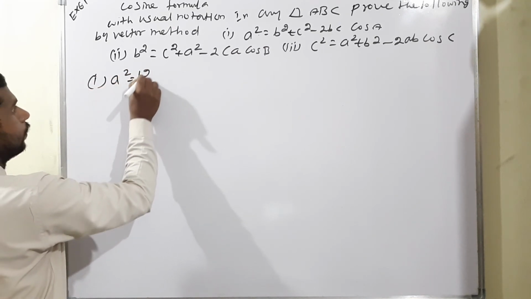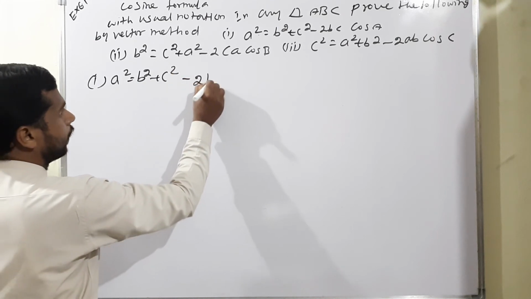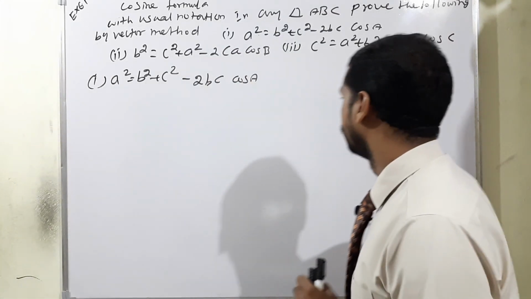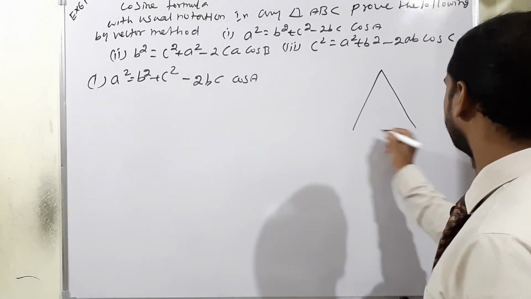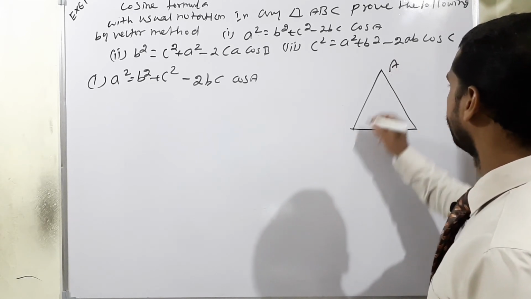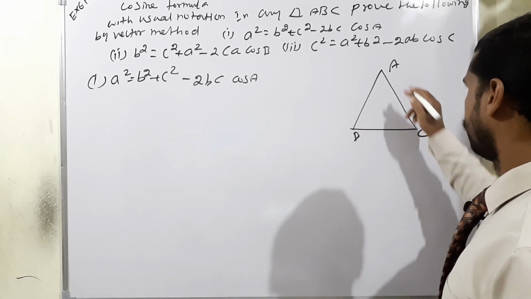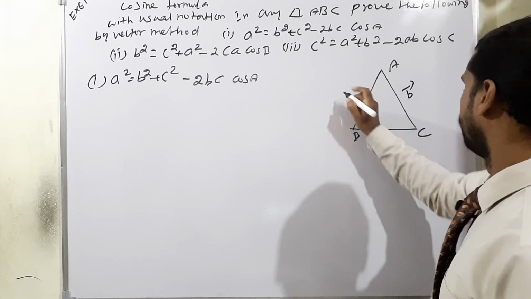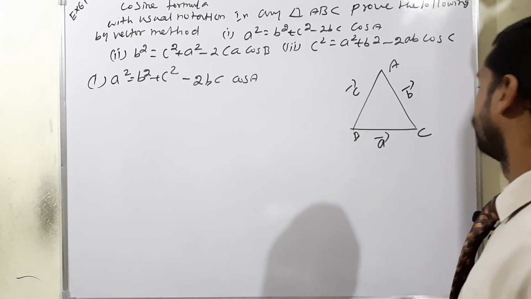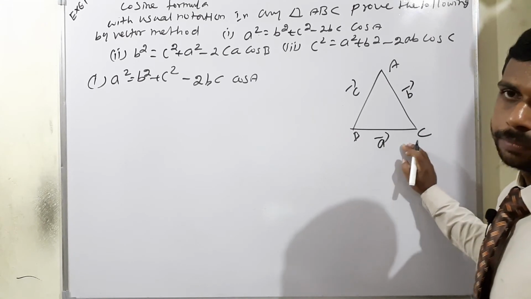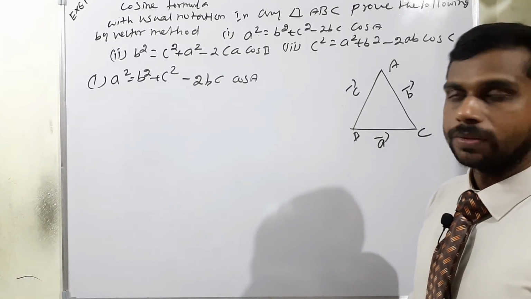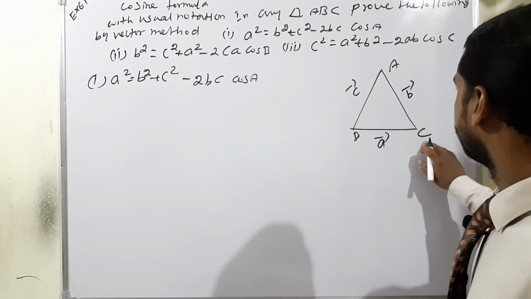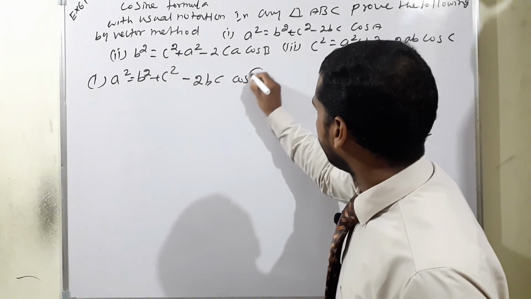What is the question? Subdivision 1: A square is equal to B square plus C square minus 2BC cos A. We need one triangle ABC, with vertices A, B and C. The side opposite A is considered as A vector, the opposite of B as B vector, and the opposite of C as C vector. Each side of the triangle, A plus B plus C, is equal to 0. Usually the interior angles of a triangle satisfy A plus B plus C equal to 180 degrees. So we need the condition for the first one, cos A.